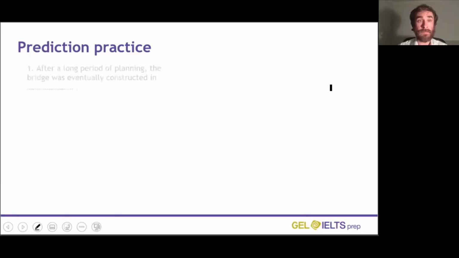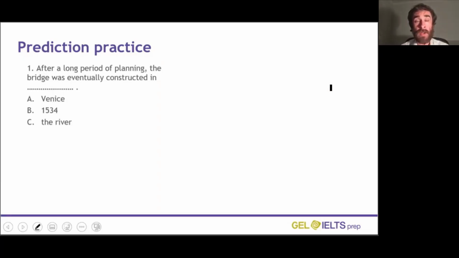Number 1. After a long period of planning, the bridge was eventually constructed in... So this is a question about a different text. What could go in the space here? Would it be A, Venice, B, 1534, or C, the river? Think about the context and the grammar and decide what is the most logical prediction for this gap. Look at the next question below this video and choose the correct option.